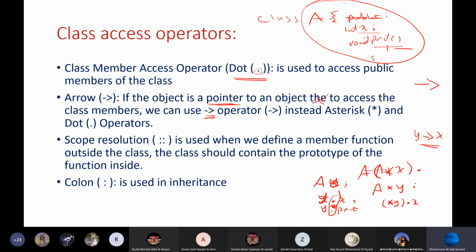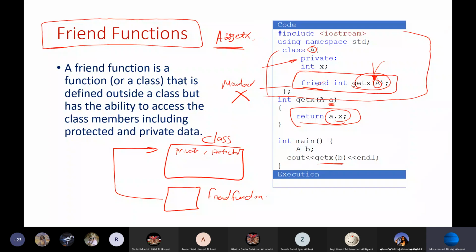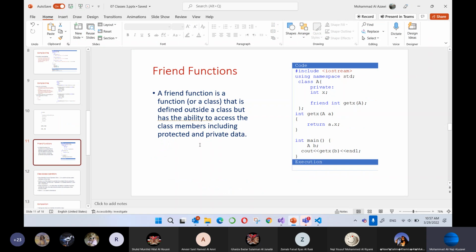Scope resolution. This one is very important, and we talked about it several times. It's used when we define a member function outside a class. The class should contain the declaration of the function inside. Now, if you remember, give me 1 second. I want to add some blank slides. All right.